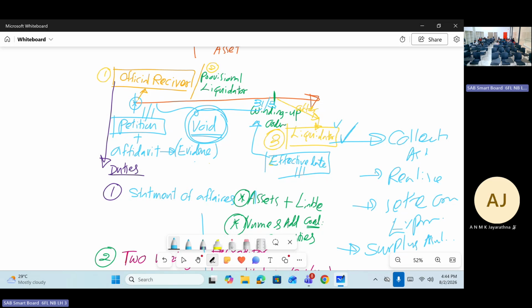Because he is an officer attached to the court, he is an independent party. He will be appointed as the professional liquidator. On most occasions, the same party will be appointed. So that is the end of the answer.